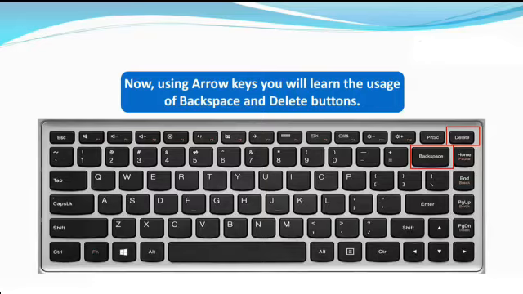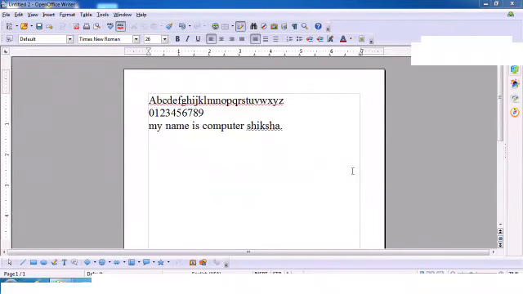Now, using arrow keys, you will learn the usage of backspace and delete buttons. Let us now watch the video and learn the use of the arrow keys and see what happens with the delete and the backspace button. So first of all, notice that the cursor is at the end of your line. Bring the cursor to the middle of the line by using the left arrow key, like this, as is being shown in the video. Now, if you press the backspace key once, the letter P gets disappeared.